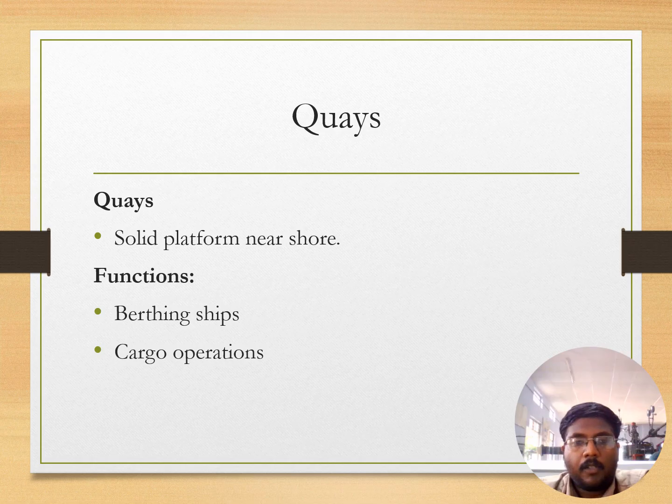Next we see about the quays. It is a solid platform present near the shore. It should be present in both harbor as well as port. The main function of the quay is that cargo operation can be easily done with the help of the solid platform. With the help of the solid platform, passenger movement can also easily take place.